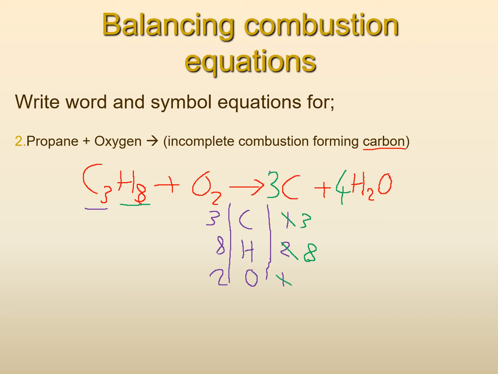That, of course, affects my oxygen. I've now gone from having 1 oxygen to having 4 oxygens. Okay, fair enough. That means I'm going to do something about this oxygen on this side. I've got 2 currently, I need 2 more. Multiply by 2 to get 4. Okay, 3 carbons, 8 hydrogens, 4 oxygens. Done.